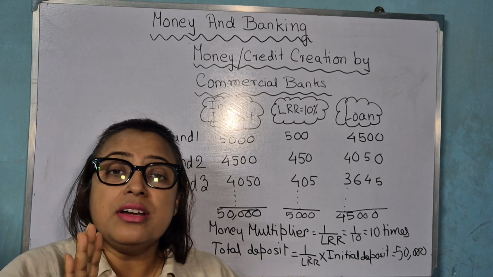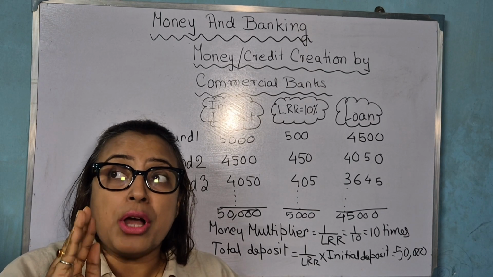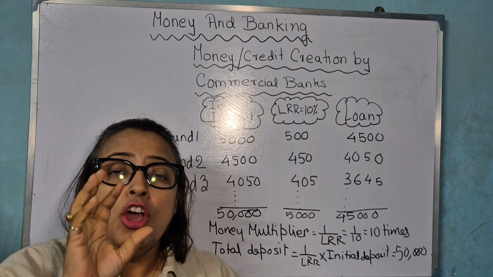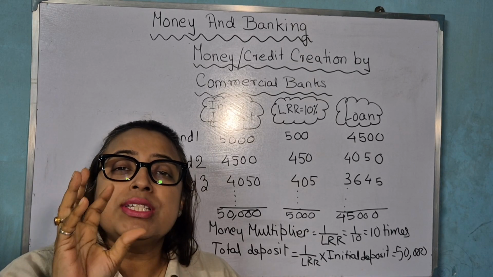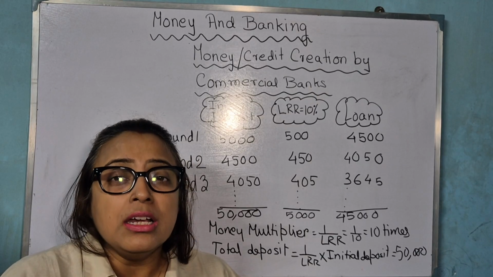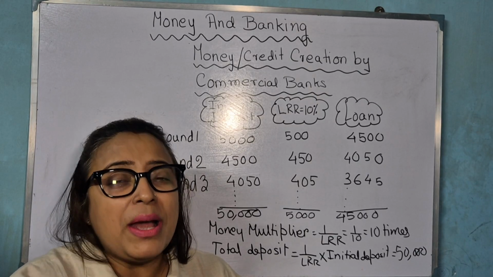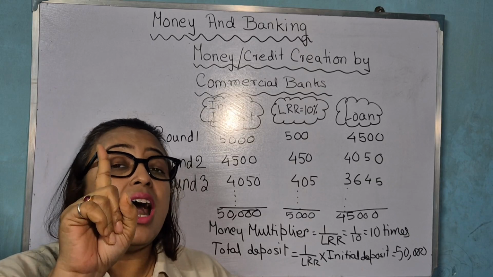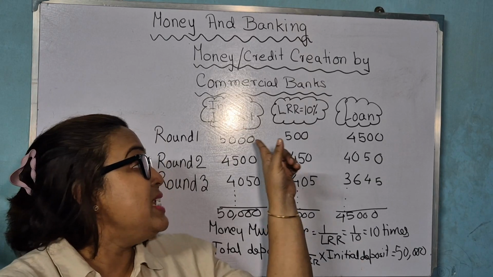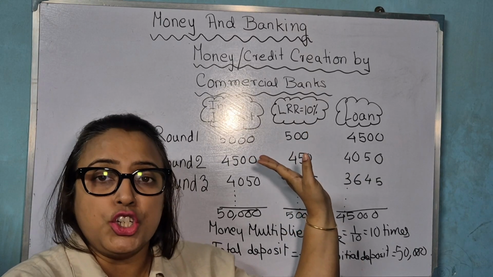Remember, legal reserve ratio has many other things in it. Not only cash reserve ratio, but also statutory liquidity ratio, some amount of vault cash with the bank, and hence it is legalized by the government. Hence it is known as the legal reserve ratio. Say RBI has asked the banks to keep 10% as legal reserve ratio.